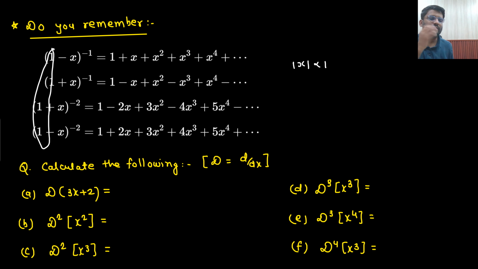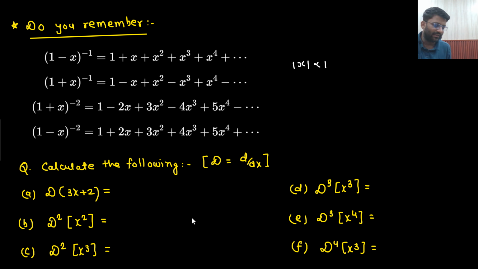These are the things that you are supposed to remember. These expansions we have seen at least 5 times till this point, so you should be able to remember them. Now you need to find out these values. Very straightforward. What is the meaning of D? The meaning of D is d by dx. So you need to differentiate 3x plus 2 with respect to x.